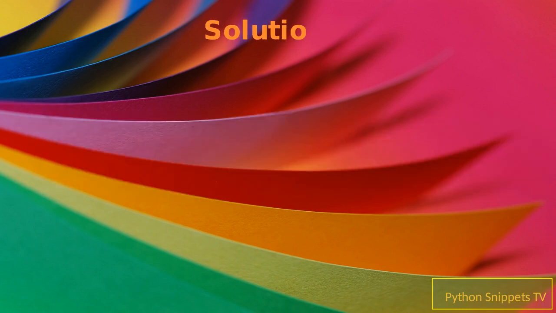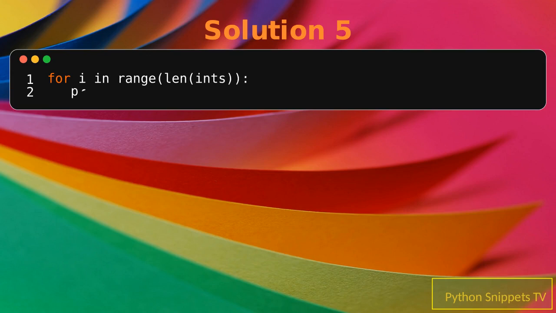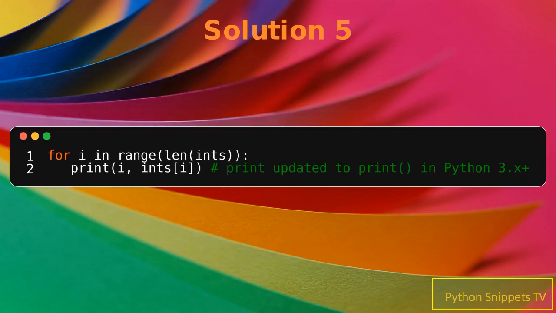Solution 5. Iterate over two lists at once using Python's zip function.